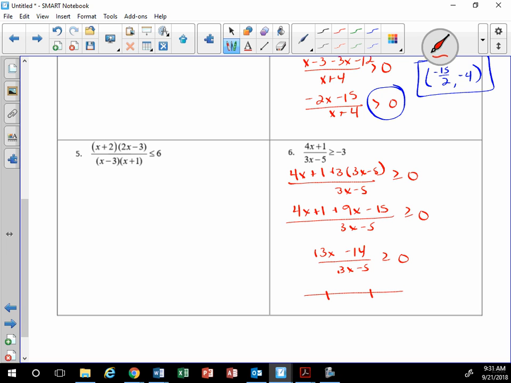The points on your number line, were they 14 over 13 and 5/3? Yeah, okay. So which one comes first? 14 over 13 or 5/3?